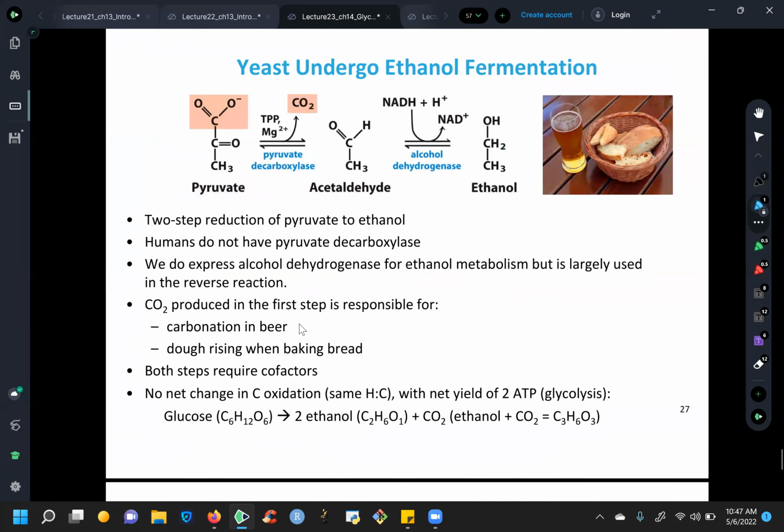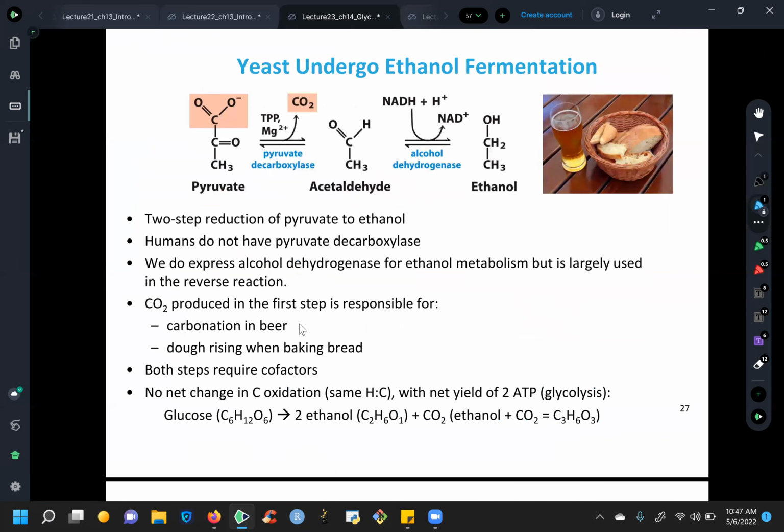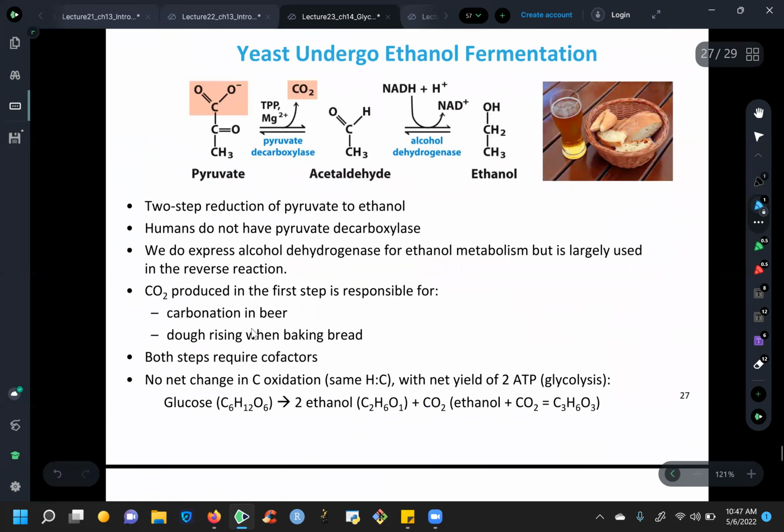Yeast undergo ethanol fermentation. In discussion, there's a question about this. Let me just read this. Two-step reduction of pyruvate to ethanol. So two steps, there are two enzymes. Humans do not have pyruvate decarboxylase, so we don't have this enzyme. That's why we don't produce our own alcohol. We do express alcohol dehydrogenase for ethanol metabolism, but it is largely used in the reverse reaction.